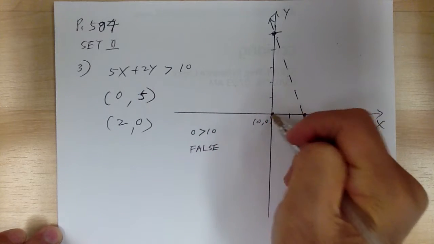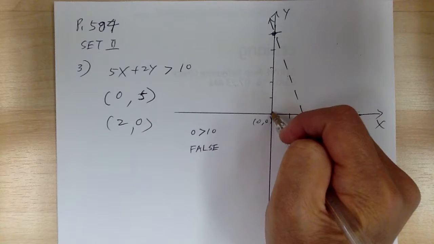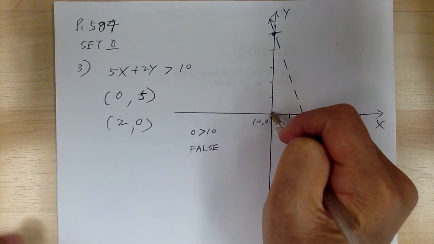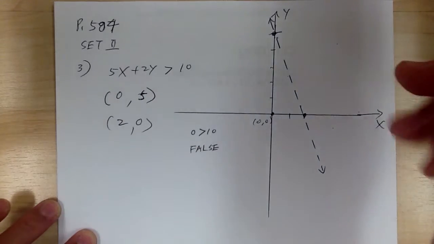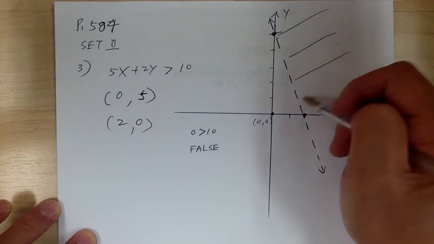That means this point is false. That means this point is no good. So if this point is no good, that means this side is no good. So that means the other side is good. So you shade in the part that is good.